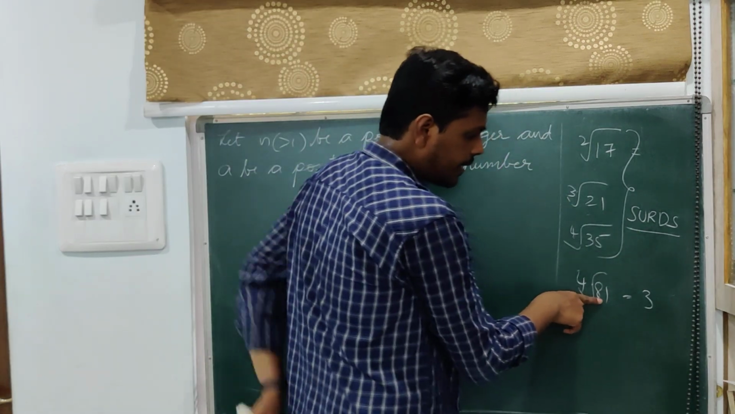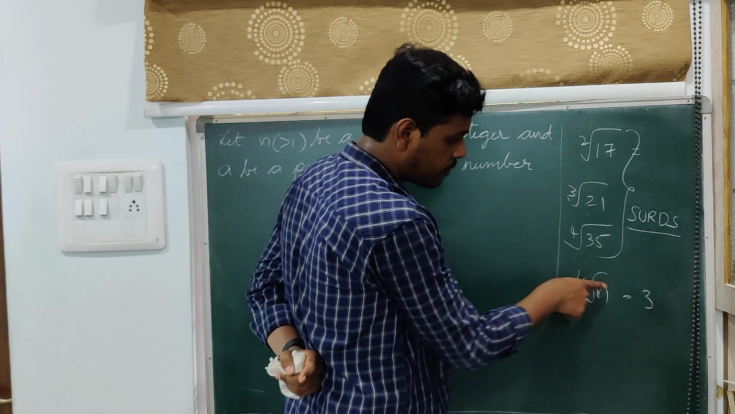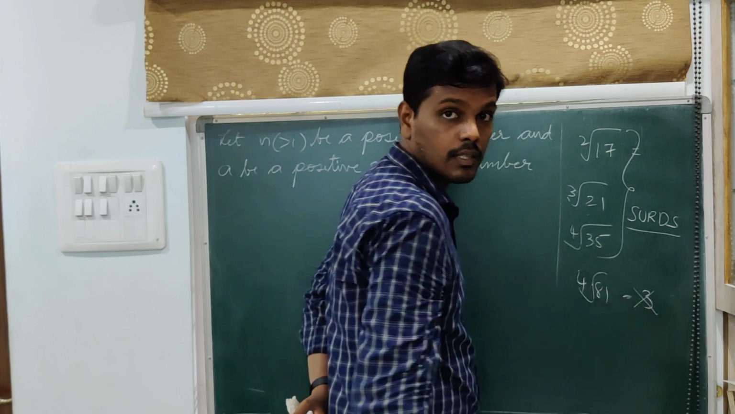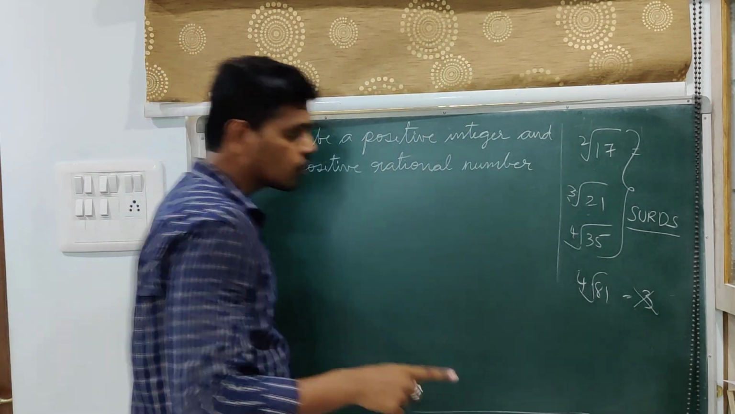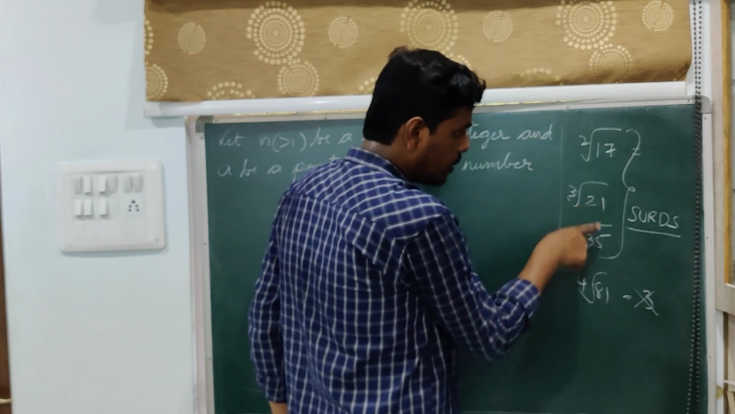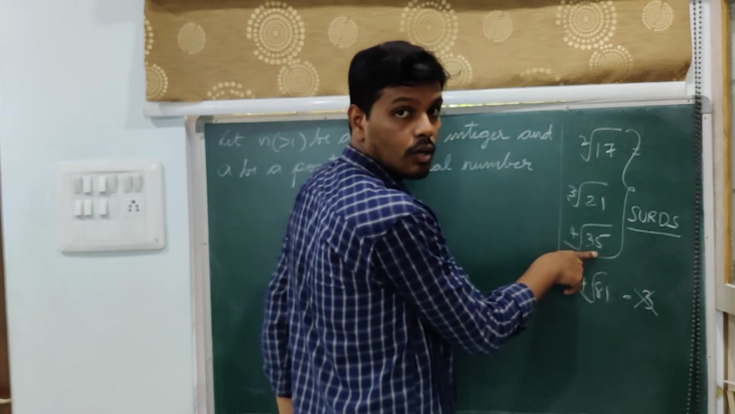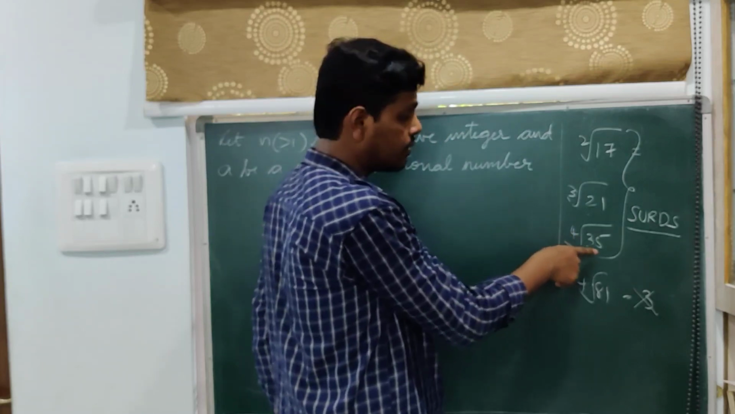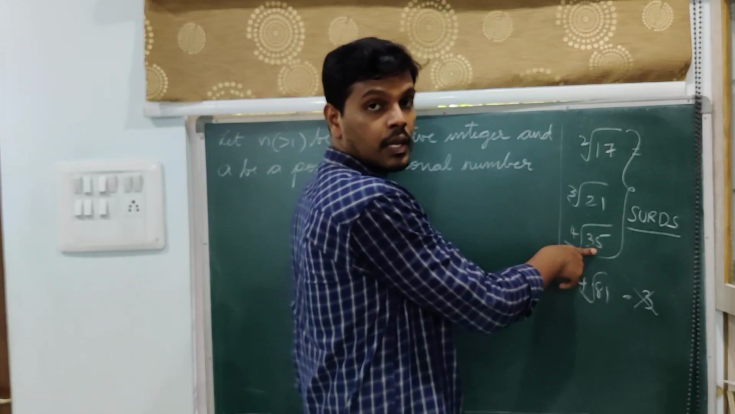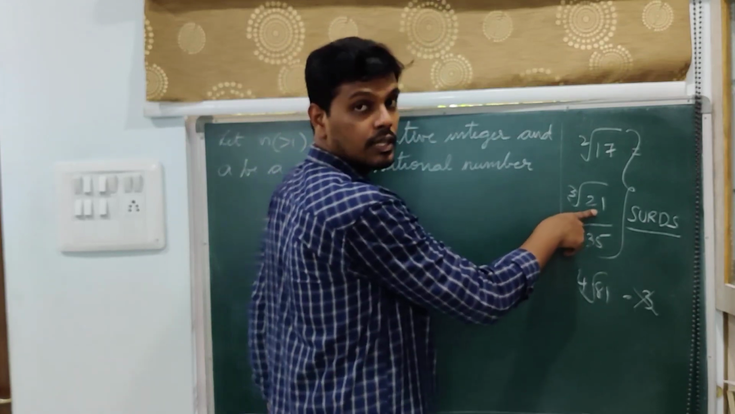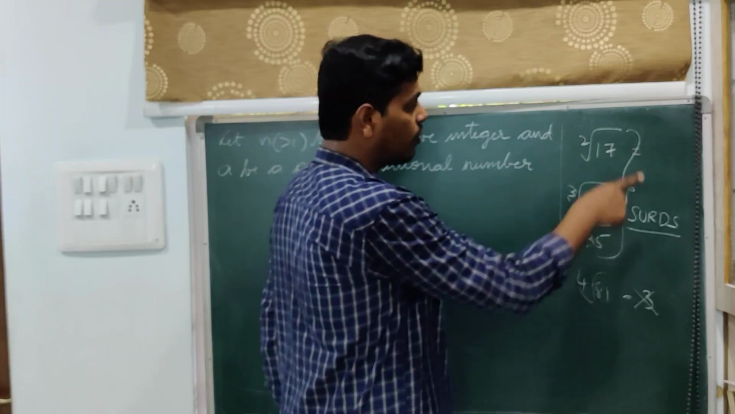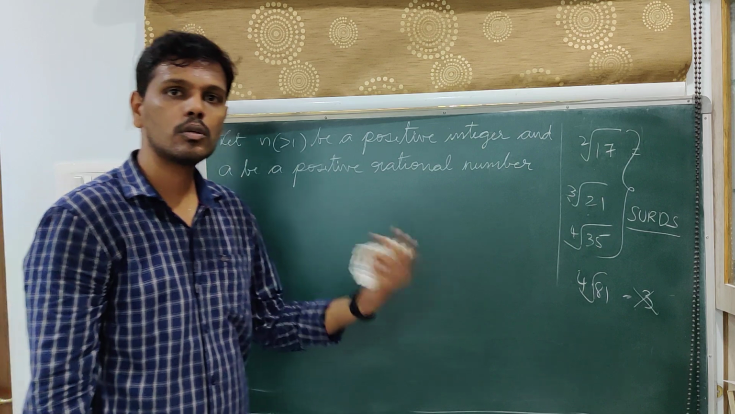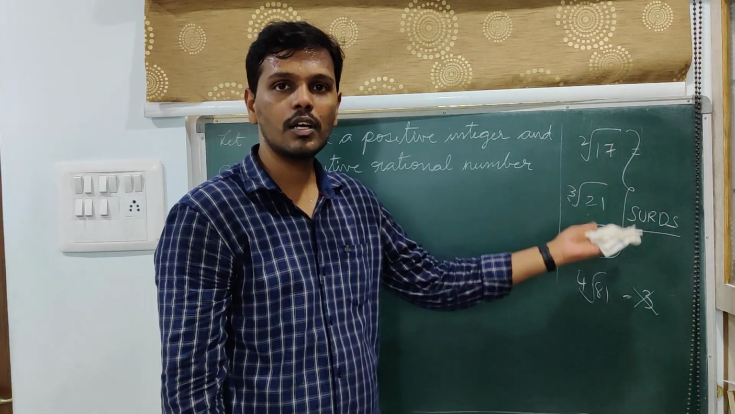See here, 81 you are able to write as 3 power 4. Then that is not what we are calling a surd. We are calling such numbers surds where these a's are not written as a power of any number. That is, here 35 cannot be written as any number to the power of 4. Here 21 cannot be written as any number to the power of 3. 17 cannot be written as any number to the power of 2. So if you have such kind of numbers, then only we are calling it a surd.